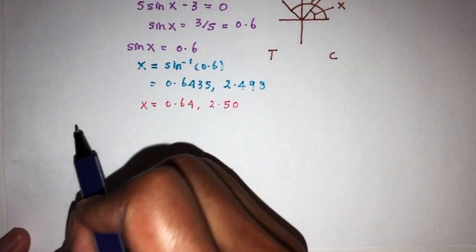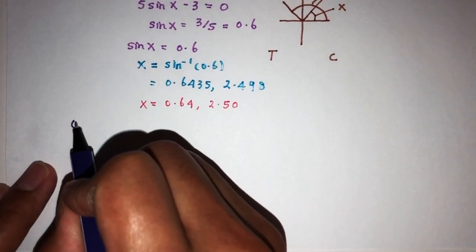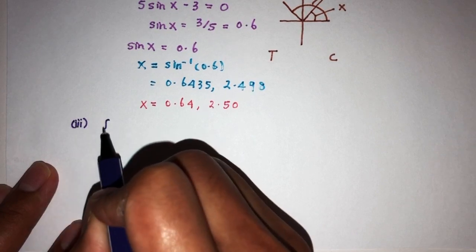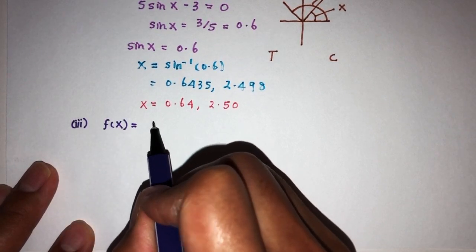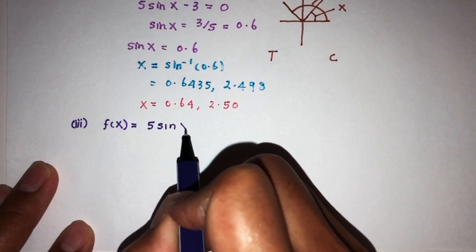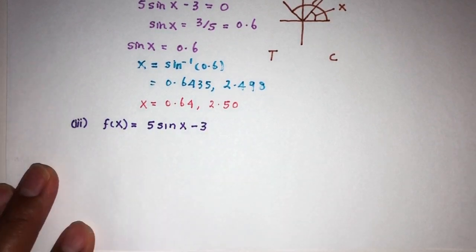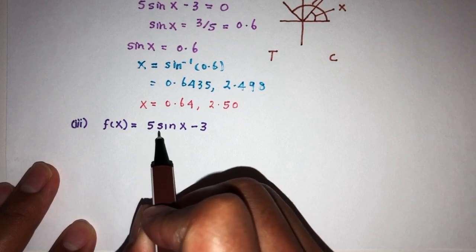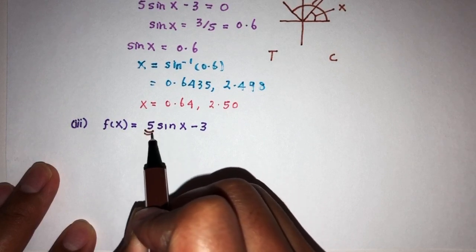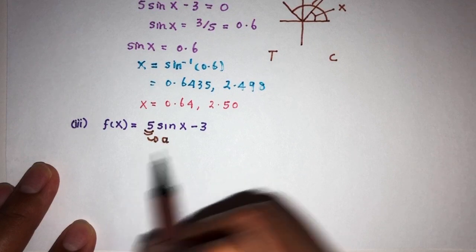So I have my equation, which is given to me by, this is my equation f of x, which is given to you by 5 sine of x minus 3. Now, obviously, through practice and experience, you guys have to know that the value in front of your sine function has to be your amplitude.